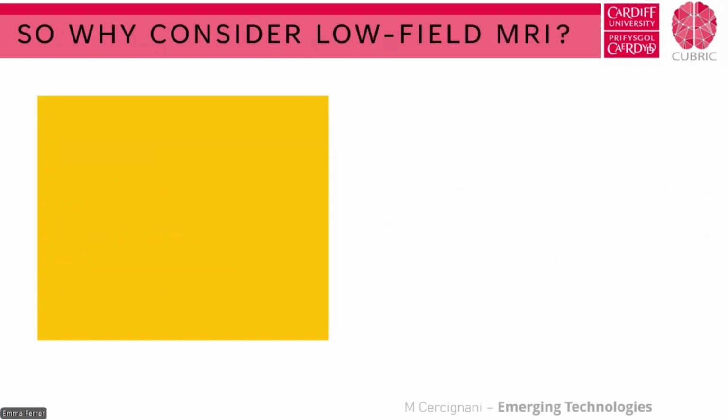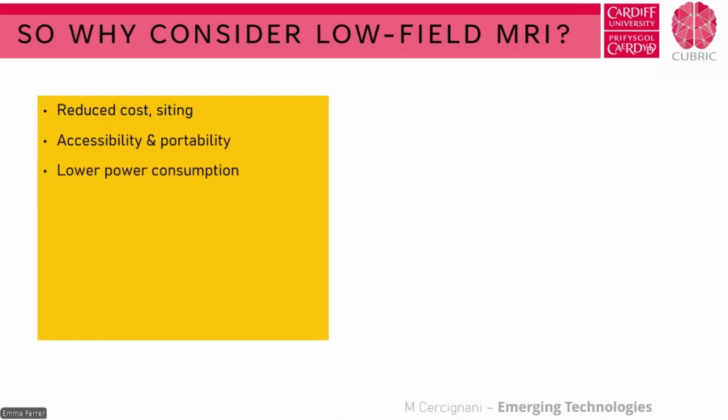So the question is, why would we want to go to lower field MRI? Well, there are also many advantages. We have also already seen them in the previous talk, the main one being the reduced cost, not only in buying the equipment, but also in maintaining and running the equipment, less requirement on the siting. We have improved accessibility and portability. We have lower power consumption, less susceptibility to certain artifacts. We have a much better safety profile, which basically makes MRI accessible to patients that would not be safe to be scanned at higher field.